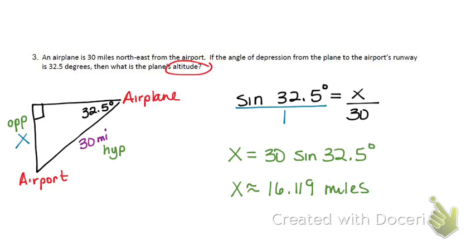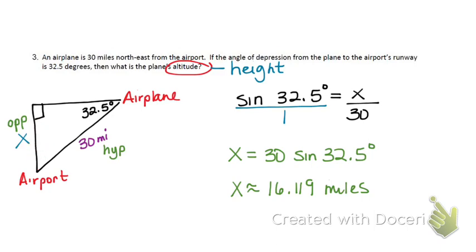So we cross multiplied, and we took 1 times x to get x, and then 30 times the sine of 32.5. Type that in your calculator, and this is the height. You might want to write in your notes that altitude is your height. That's what that word means. So if I'm looking for height, that wouldn't be this side. Height would be the distance from the airplane down to the ground, which would be a vertical distance.